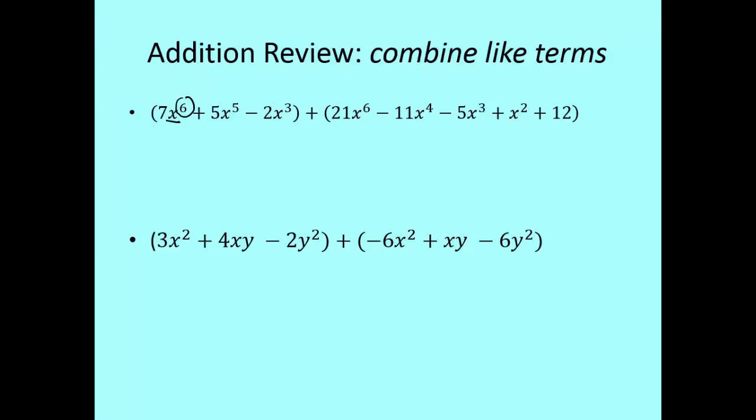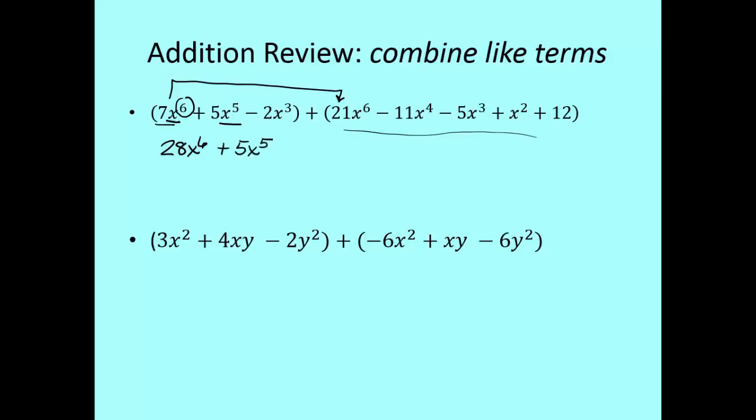So if I have 7x to the 6th, and I also have 21x to the 6th, then all together I have 28 of those. And so we write it like that. And you go across and find anything that matches. Now I have x to the 5th, no x to the 5th over here anywhere. So that's going to stay the same. It's like 5x to the 5th plus 0.